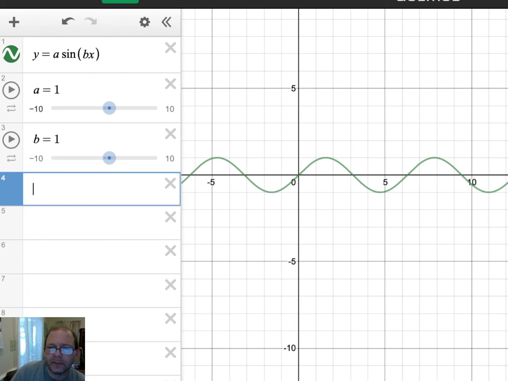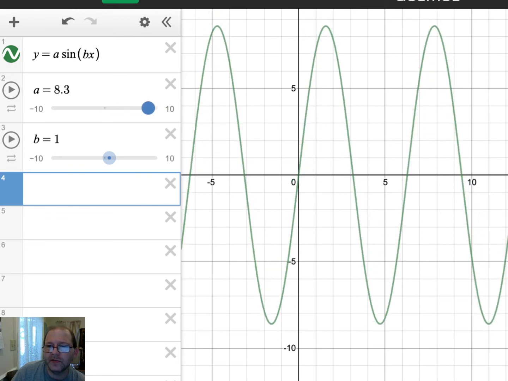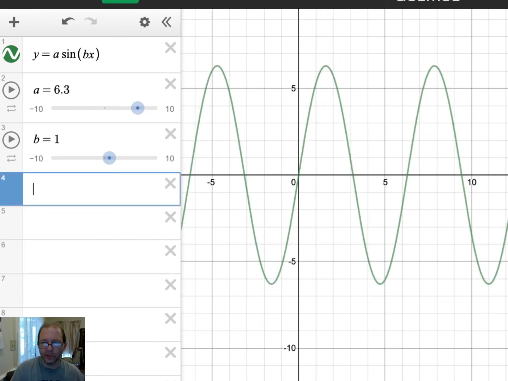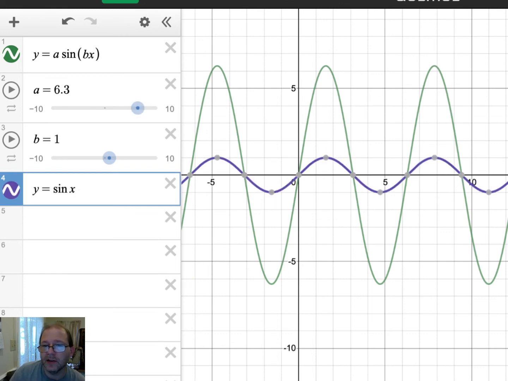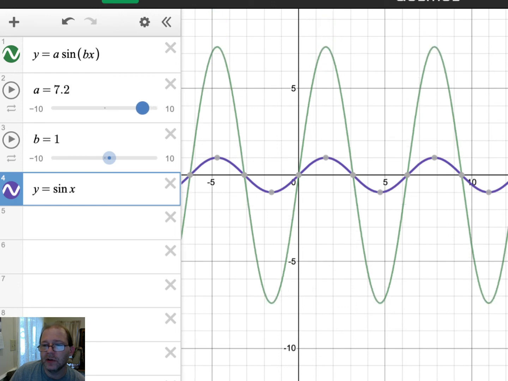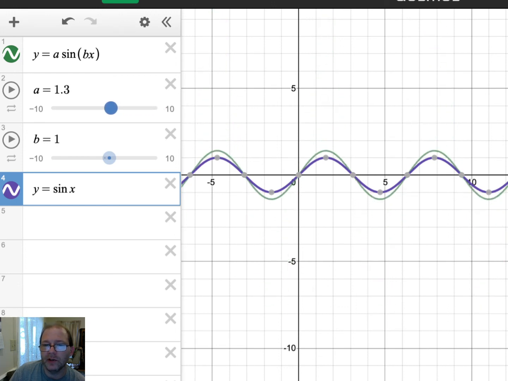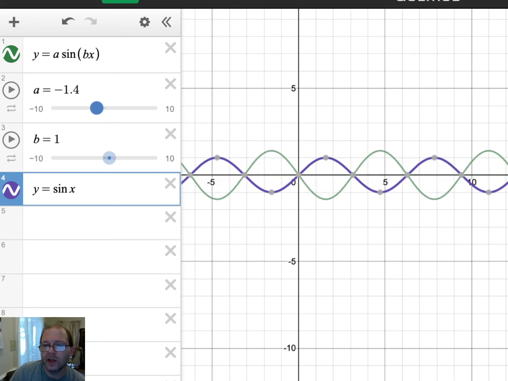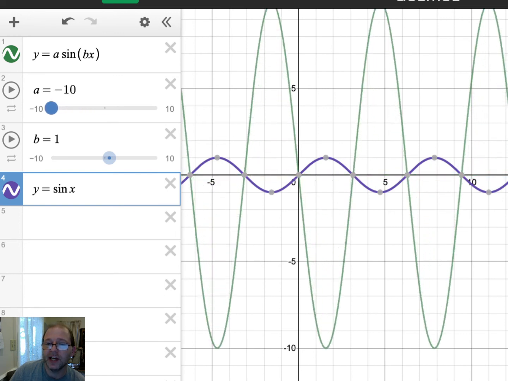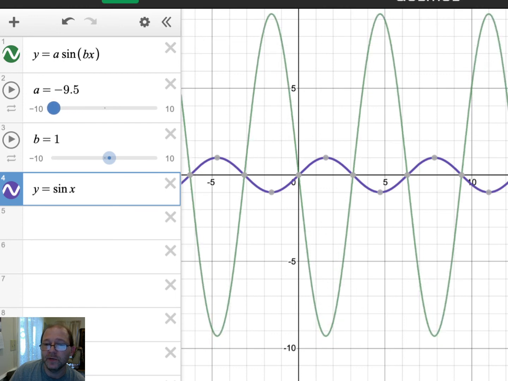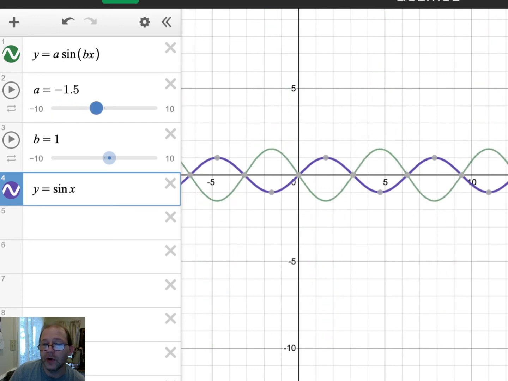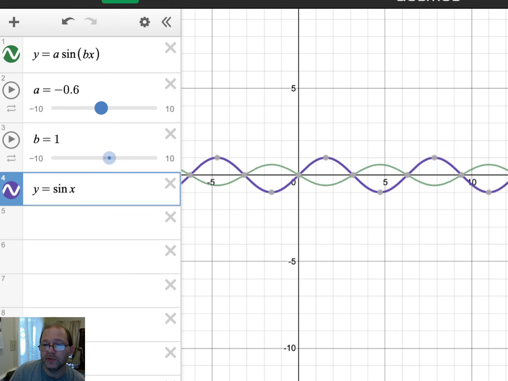So my a, when a gets big, that stretches the function out. So I'm going to put the original sine down here. So when the a on the outside gets big, it stretches it. If it gets between 0 and 1, it shrinks it down. And if it goes negative, it flips it upside down, and then it either stretches it if you're bigger than -1, or if you're down here between 0 and -1, it compresses it.